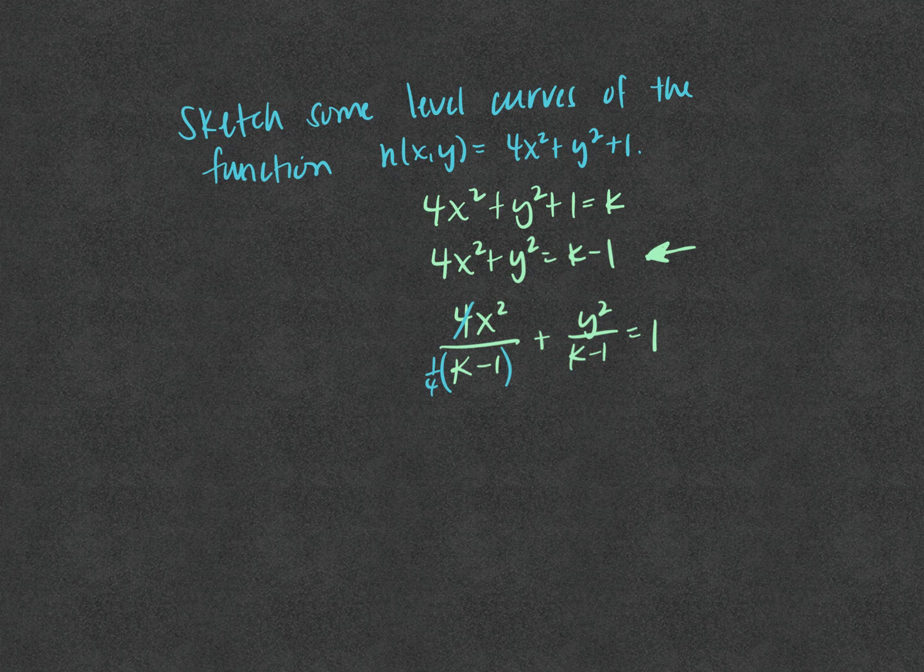So as we look at the level curves, we have an ellipse, and the length of this one is 1/2 times the square root of k minus 1, and the length of this axis is the square root of k minus 1. And this one's larger, so it's our major axis and our minor axis. So these ellipses are stretched along the y-axis.